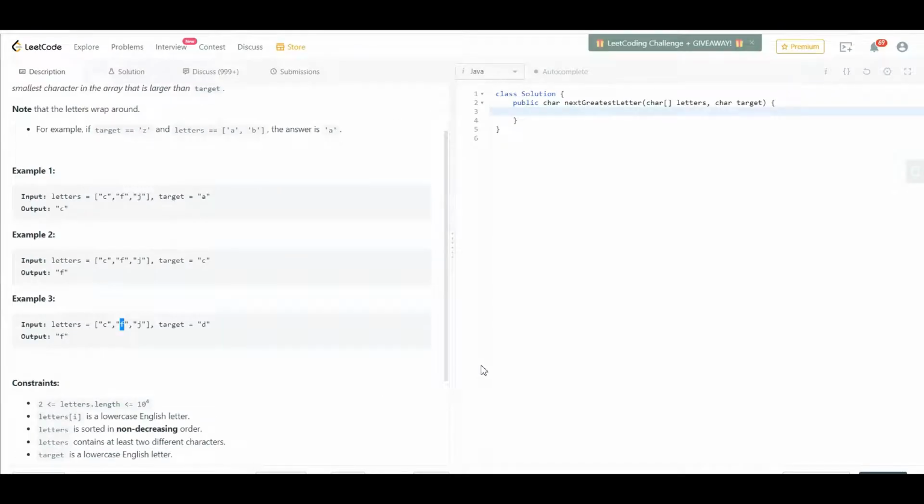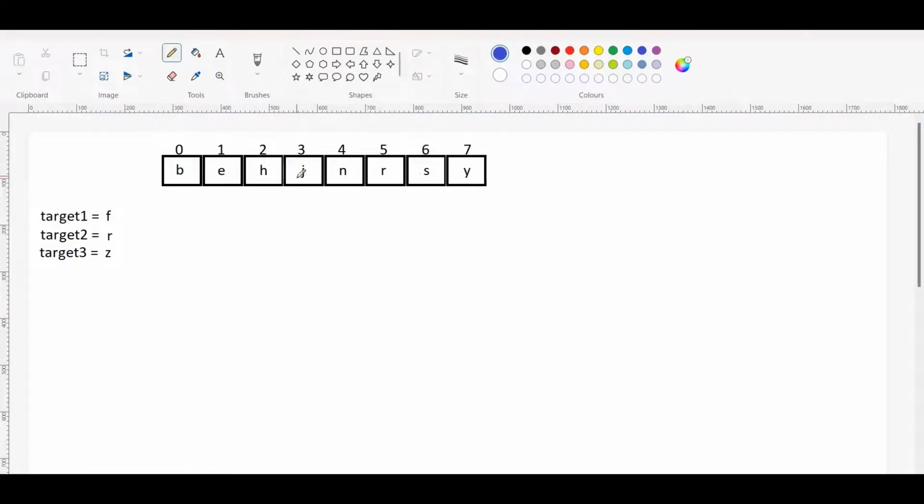So let us understand how we can solve this question. The most basic or brute force approach would be, suppose this is our example array and the target is f. We have to return the element that is greater than the target element and smallest in the array. In this array, if f would be present, it would be something like here. The elements that are greater than f are all these elements, from here to here, and we have to return the smallest element, that is we have to return h.